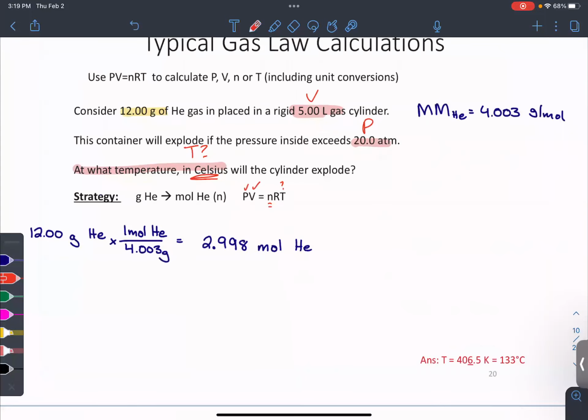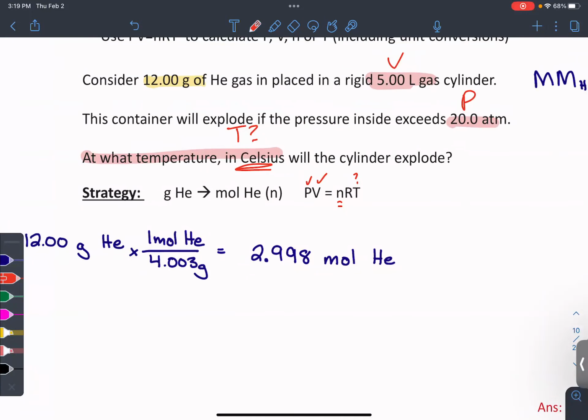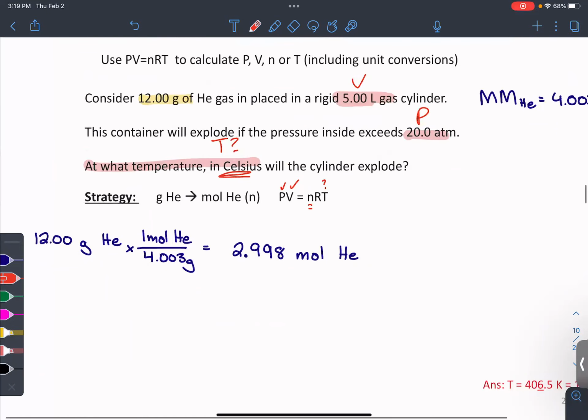But n here, we don't quite know, but we do. Although I didn't give you moles outright, I gave you a gram amount. And so remember, gram amounts of substances, we can easily convert to mole amounts using molar mass. So if you use the molar mass of helium from the periodic table, 12 grams of it is equal to about 3 moles of helium. So this is the n value in PV equals nRT.